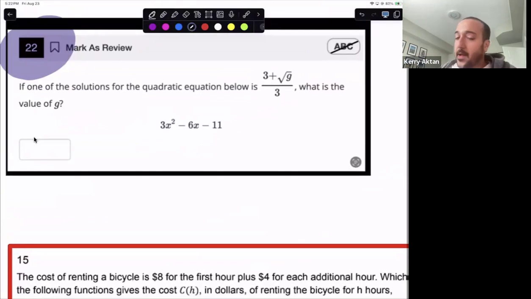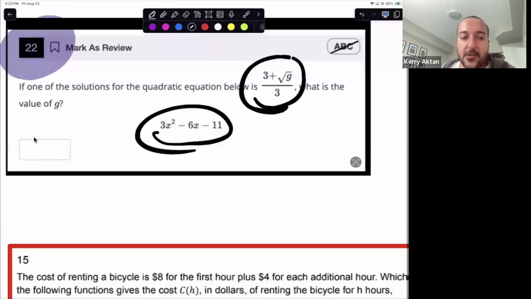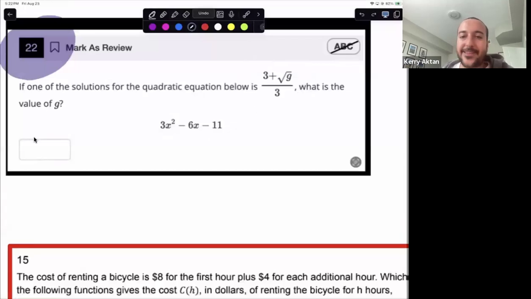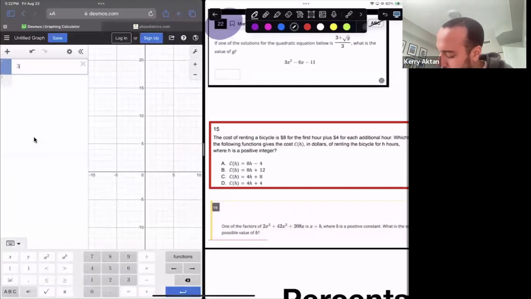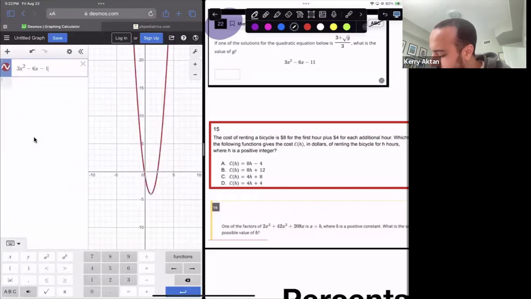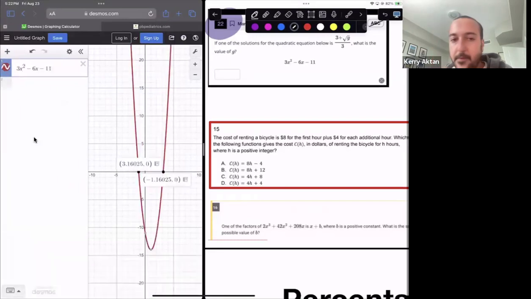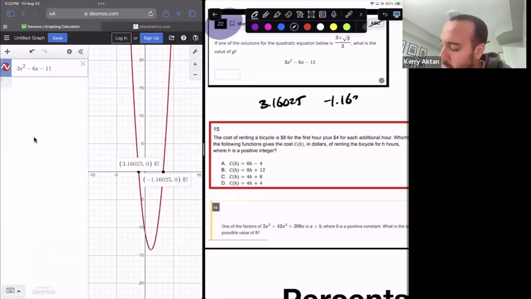What's the idea here? I think it's quadratic formula. It is a weird quadratic that's not factorable. So I should do quadratic formula, but my tutor's not good. He didn't really teach me quadratic. I don't really remember quadratic formula. Oh, no. All right. Well, we always have Desmos, right? So let's pop it in here, 3x squared minus 6x minus 11. At that point, I'm going to pop both of those in. And remember, I can write them down. That's 3.16025 and negative 1.16025.